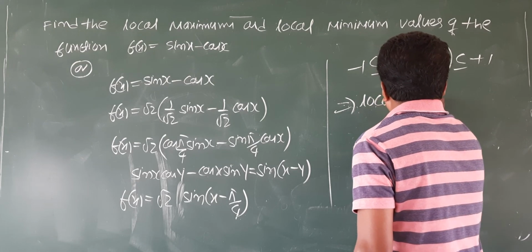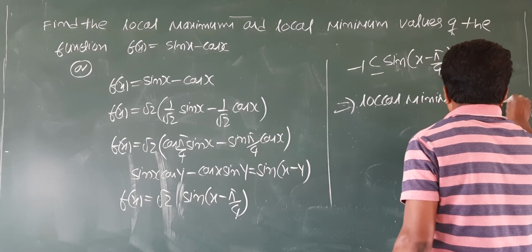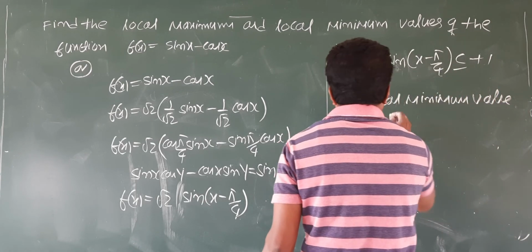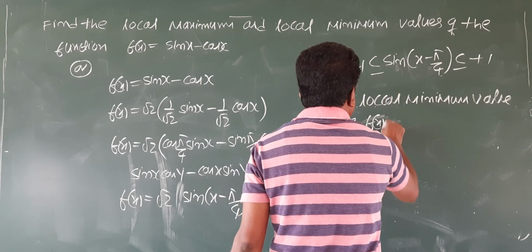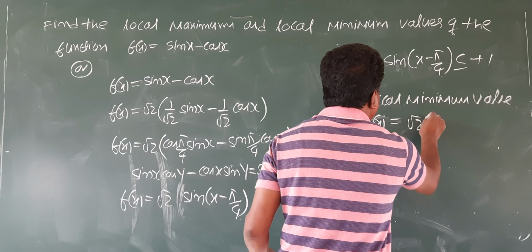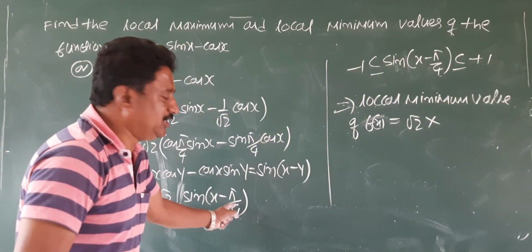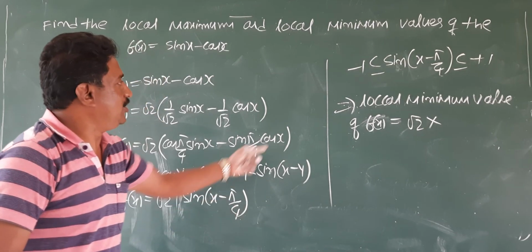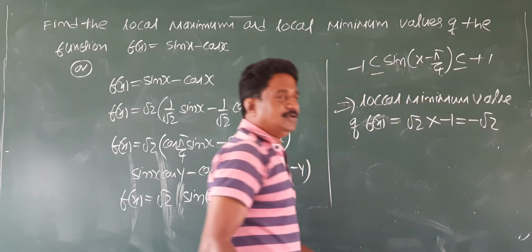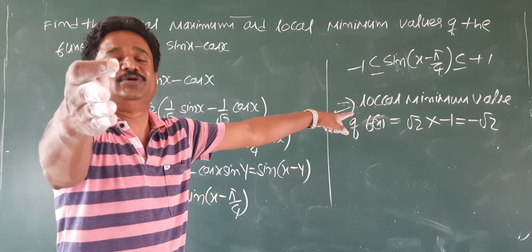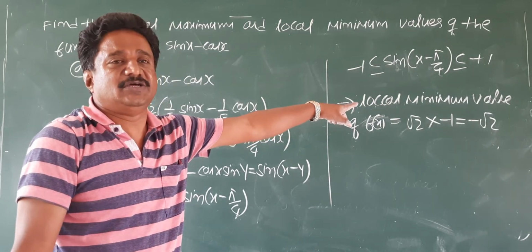That implies, right, only local minimum value. So local minimum value of fx is equal to, so root 2 into, tell me the minimum value of sin x minus pi by 4. What is the minimum value? Minus 1. So minus 1, it is minus root 2. Same thing we got in that lengthy procedure also. You observe that last problem, same answer we got.